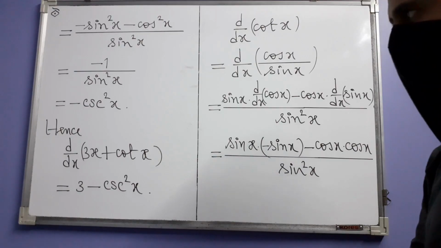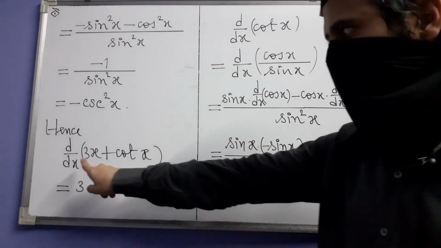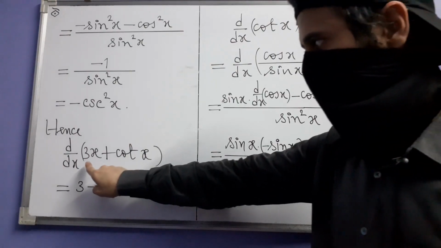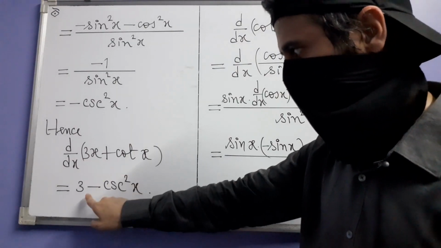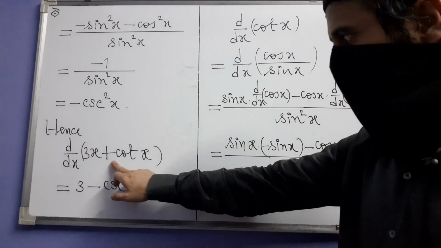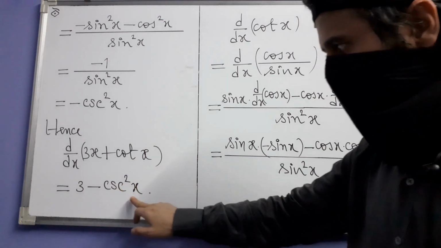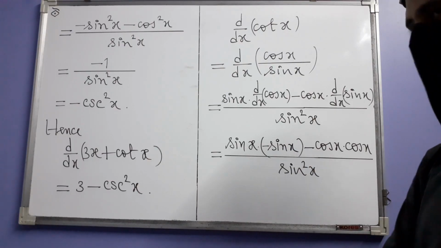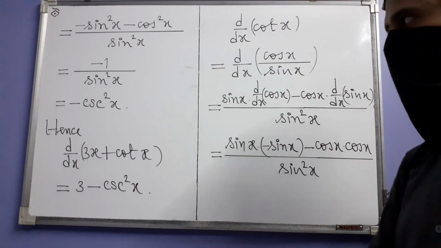Okay. And if we use that to actually calculate the thing that we were supposed to calculate, then differentiating 3x, of course, we already know that it will be 3, and the ddx of this is minus cosecant square x. So that is part A. Now let's see what we have in part B.